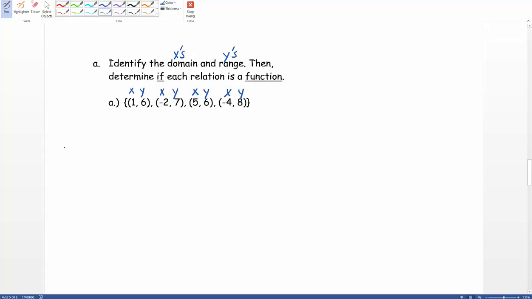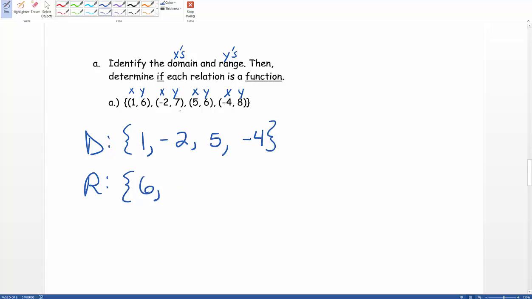And then from that, if we just had to list out the domain, or the x's, we would end up with 1, -2, 5, -4. For our range, again, those are just the y values. So in this case, we end up with our range being 6, 7, 6, 8. Now for the range, you don't necessarily have to repeat this second 6. It doesn't really matter too much.